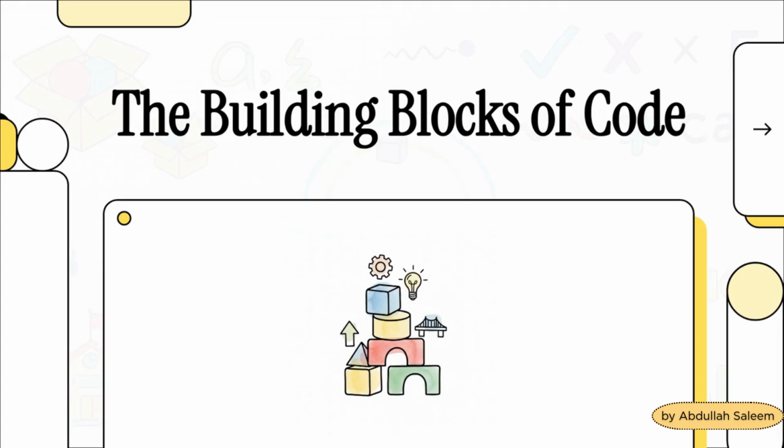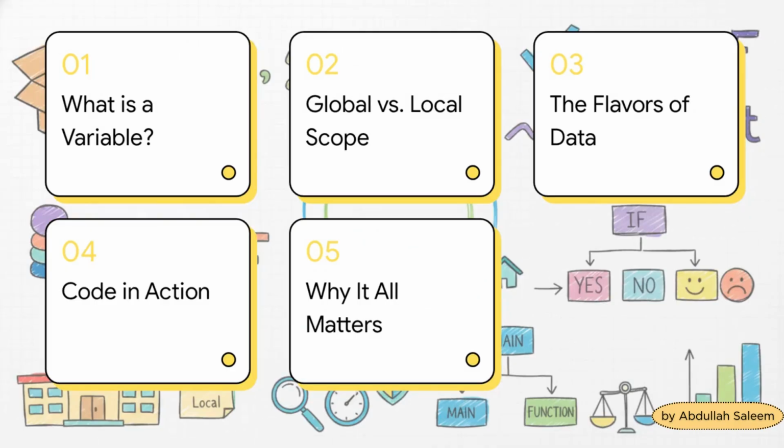Have you ever wondered how a program actually remembers your name or how it keeps score in a game? Well, it all boils down to three core ideas: variables, scope, and data types. If you can get these down, you're on your way to understanding the fundamental building blocks of pretty much all code.